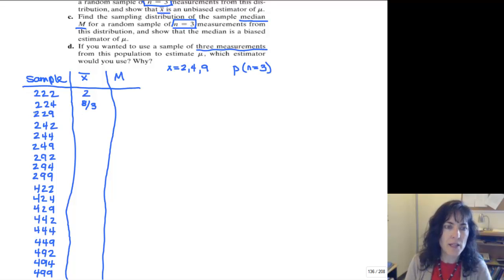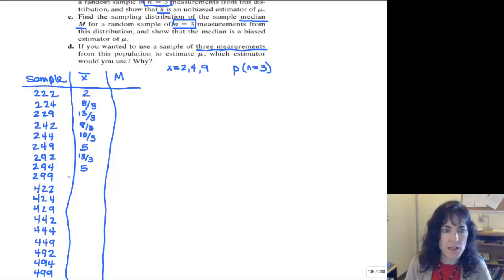And then 9, 10, 11, 12, 13, not divisible by 3, so 13 thirds. 4, 5, 6, 7, 8, there's another 8 thirds. 4, 8, 9, 10, so there's 10 thirds. 9 plus 4 is 13, 14, 15, so that's going to be 5. 9, 11, 13, so 13 thirds. And then 9, 13, 14, 15, so that's going to be 5 again.